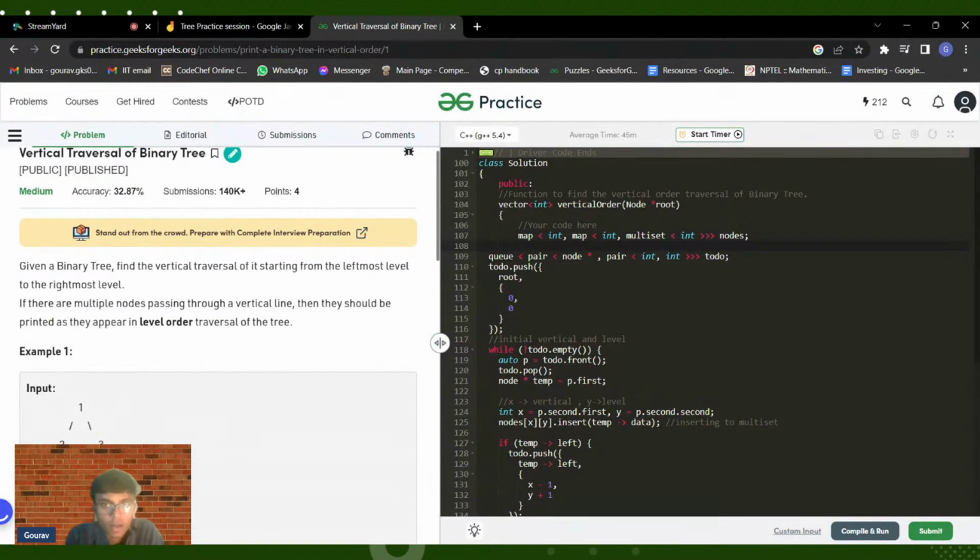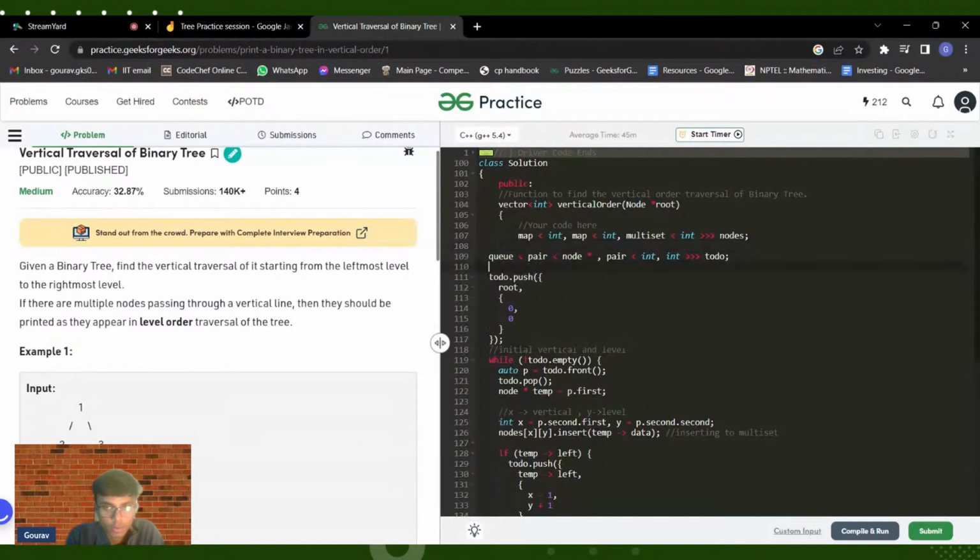After that, as usual, we will need a queue to do the level order traversal. The queue will contain the reference to the node as well as the parameter values, which will be the vertical number and the level number. Okay. After that, we will push the value 0, comma 0 inside our queue data structure. Why do we push? Because we are doing a level order traversal, and as usual, we need to push the root and the 0, comma 0 part.